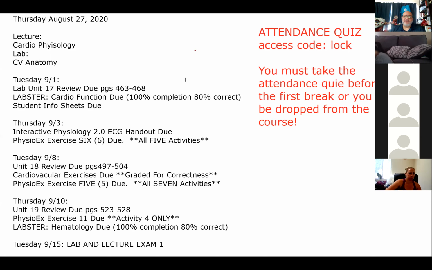I know the email says, don't call the bookstore. I'm telling you, call the bookstore. Be the squeaky wheel, get your cheese. All right, so do that and get the lab manual.